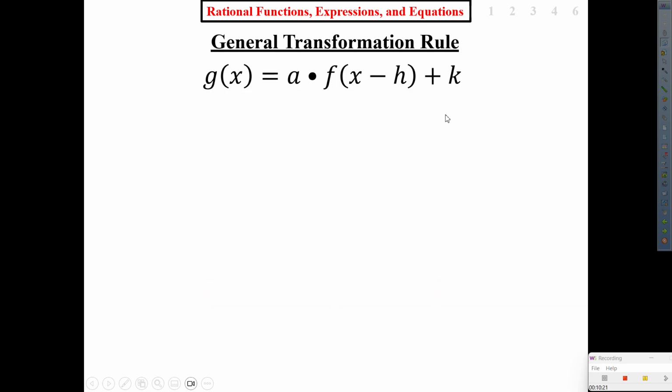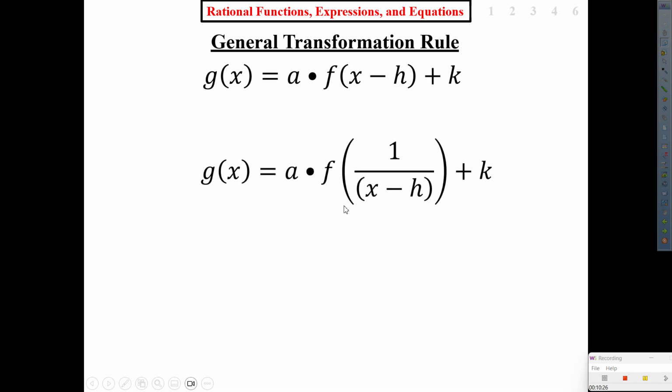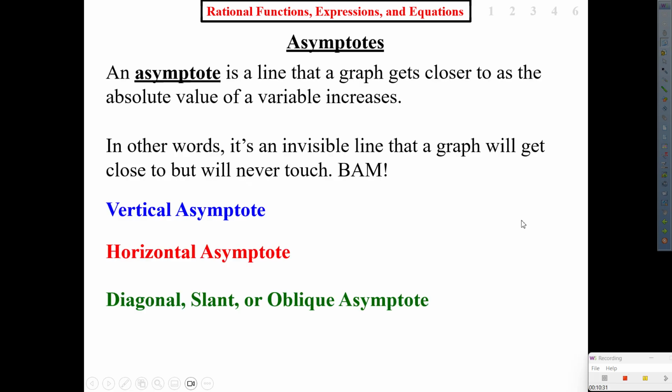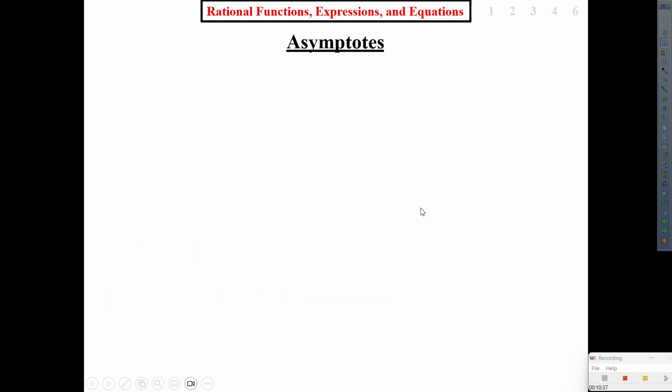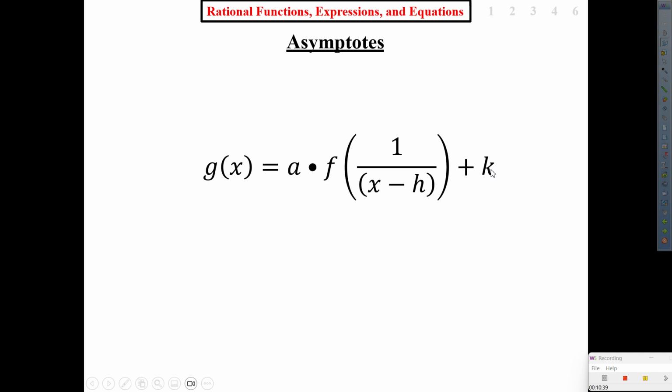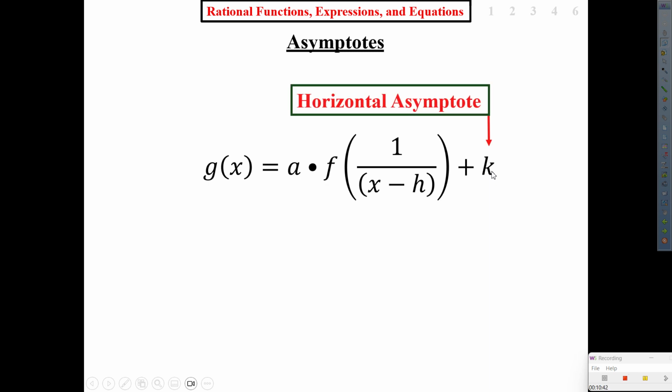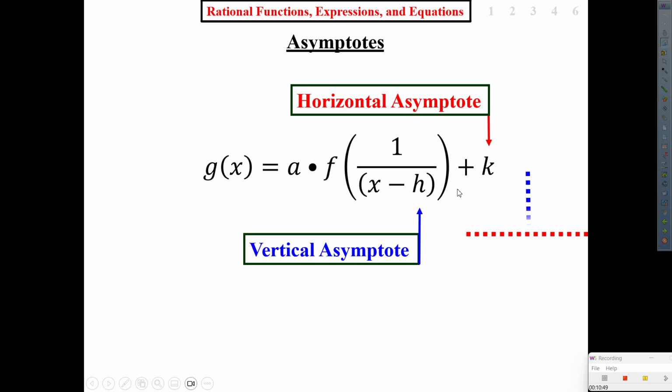So look up. We've covered our general rule. We know what K, H, and A do. We can apply it to this, and it does the same thing. But we also know that after that, we introduce asymptotes. We're working vertical and horizontal. Is that correct? We haven't gone to the diagonal type. And we know that from our general rule, K is our horizontal. Horizontal means side to side, like that. And H is our vertical, which is up and down, like that. Is that correct? All right.